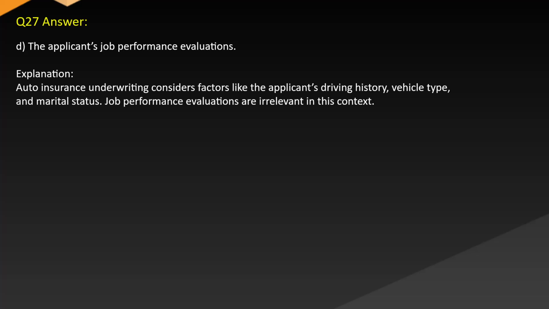Answer: D. The applicant's job performance evaluations. Explanation: auto insurance underwriting considers factors like the applicant's driving history, vehicle type, and marital status. Job performance evaluations are irrelevant in this context.